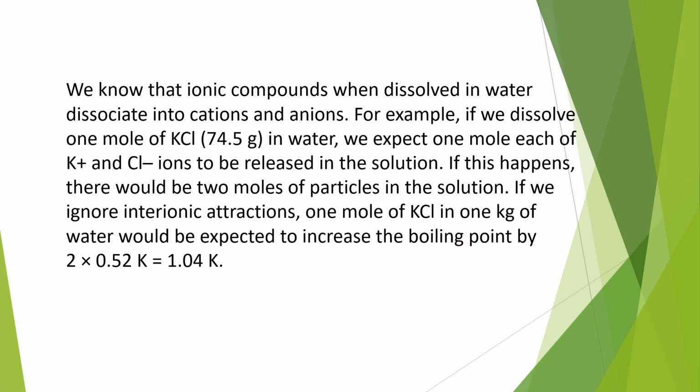We know that ionic compounds, when dissolved in water, dissociate into cations and anions. For example, if we dissolve 1 mole of KCl in water, we expect 1 mole each of K+ and Cl- ions to be released in the solution. If this happens, there would be 2 moles of particles in the solution. If we ignore inter-ionic interactions, 1 mole of KCl in 1 kg of water would be expected to increase the boiling point by 2 × 0.52 K, which is equal to 1.04 K.